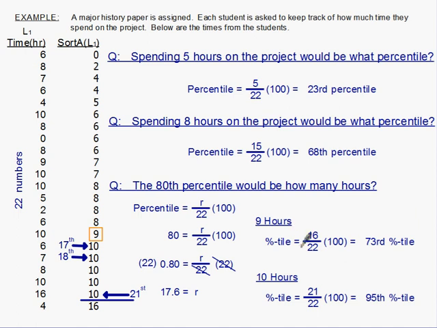So is there a number of hours which is exactly the 80th percentile? Well, no, not really. What this calculation did was kind of get us into the right ballpark of the data. We then tested. And really, which one is the closest to the 80th? I would probably go with 9 hours.